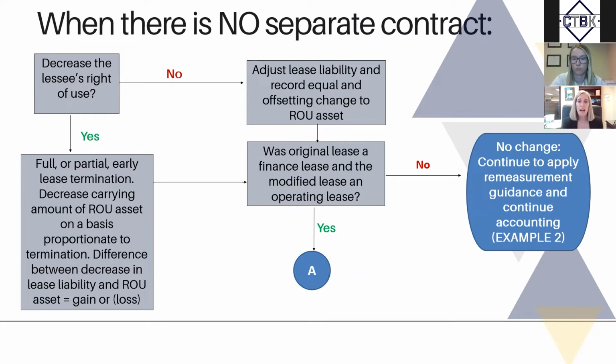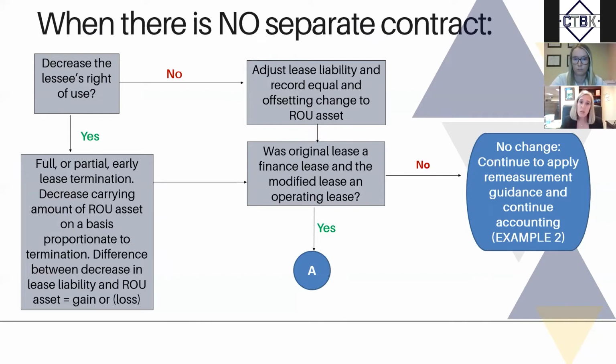And that middle box was: is the original lease a finance lease and the modified lease an operating lease? We'll come back to the yes, but if we determine it isn't in either or both of those cases, you're going to continue to apply a remeasurement. So we're going to have to remeasure the right of use asset and lease liability, and then we'll continue to follow the guidance for the accounting as normal. And I'll walk through that in example 2.